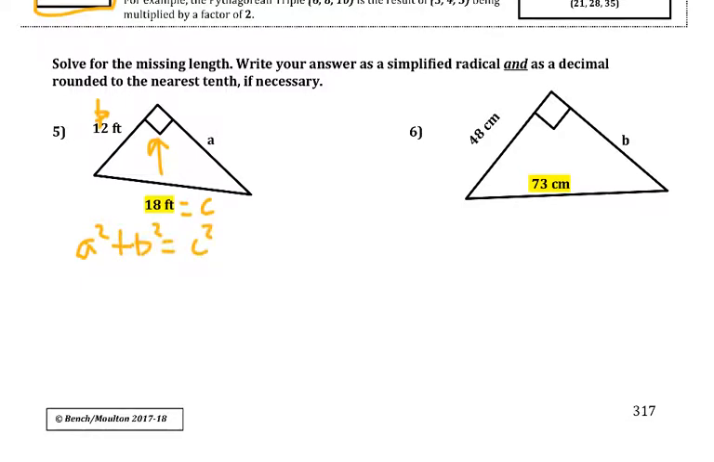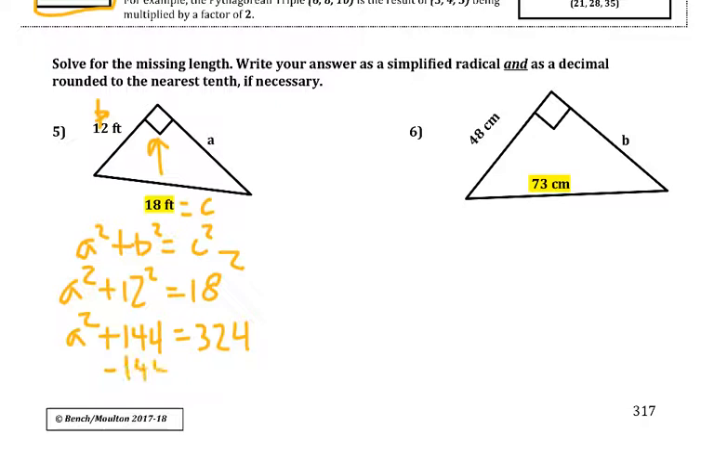Now I should have substituted in. I'll do that now. So we have a squared plus 12 squared equals 18 squared. Now a squared just stays a squared. 12 squared is 144. 18 squared, well, I'm going to use my calculator. 18 squared, that is 324. And now I can subtract the 144 from both sides of the equation, which gives me that a squared is equal to 180.